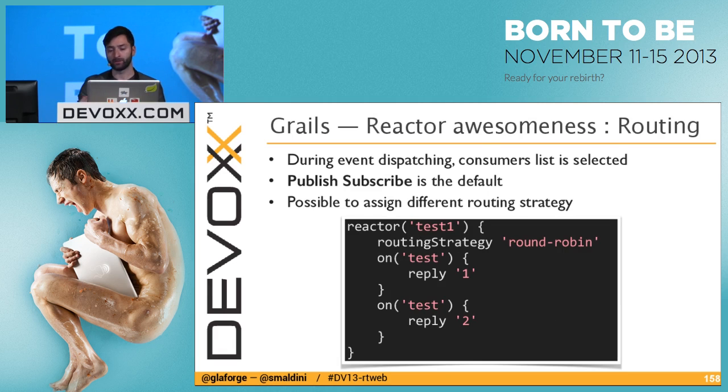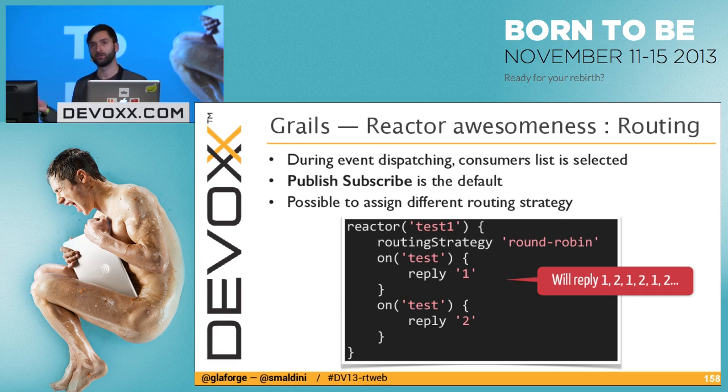Well, I told you earlier, you can change the routing strategy, which is interesting. So in that case, I build a Reactor. If I call test, it will reply, well, it may be obvious to you, 1, 2, 1, 2, 1, 2, because it's round robin. If I left the default one, it will be 1, 2 every time. In that case, each call returns either 1 or 2.